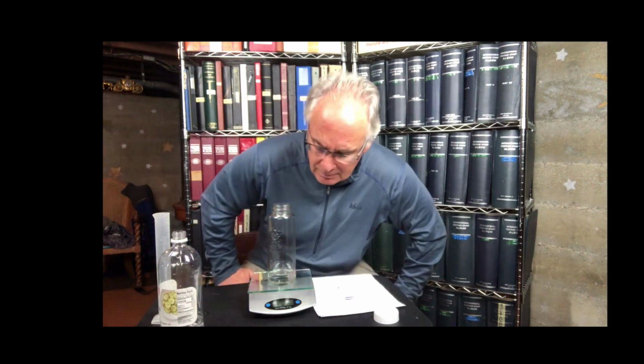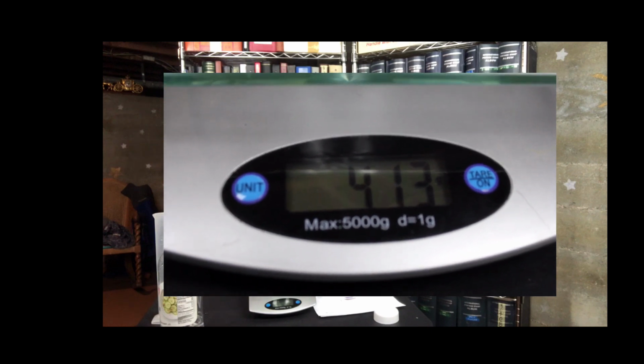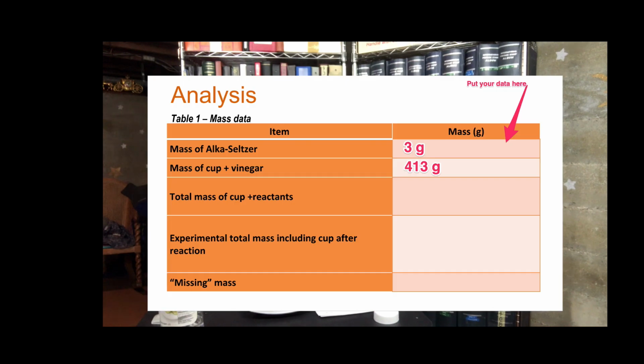Ooh. It's 413 grams. So let me show you a quick little video of that so that you can record it in the Google Slides. If you take a look at your Google Slides, you should have the mass of the Alka-Seltzer at 3 grams. You should have the mass of the cup and the vinegar without the reactant yet, 413 grams.